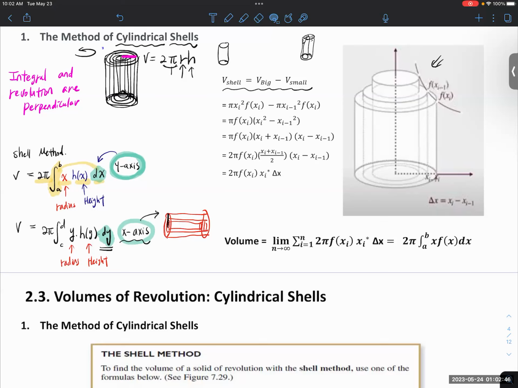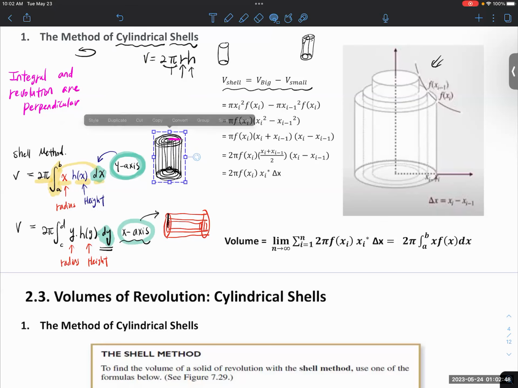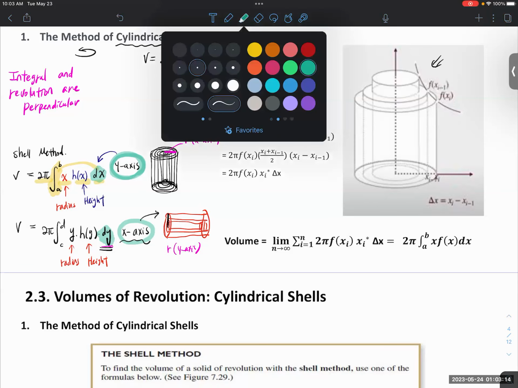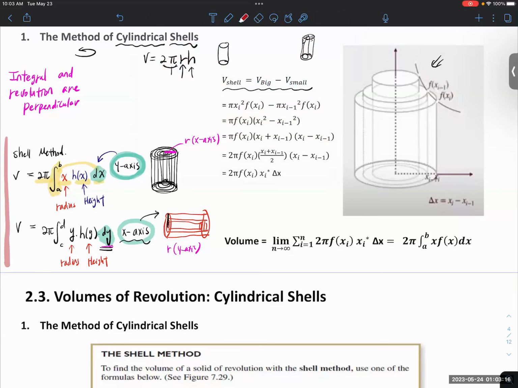Okay, I'm going to bring this image here so that you can see the radius, right? The radius on the x-axis, and the radius is on the y-axis. So that's why, although you rotate it around x-axis, you're taking the integral with respect to y. Although you're rotating it around y-axis, you are taking the integral with respect to x variable. So this is the formula we call shell method.